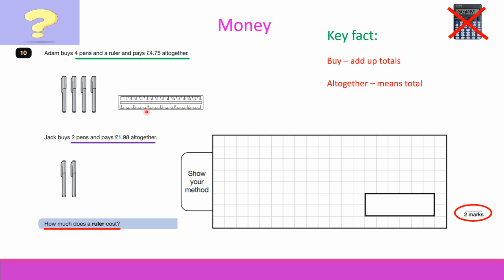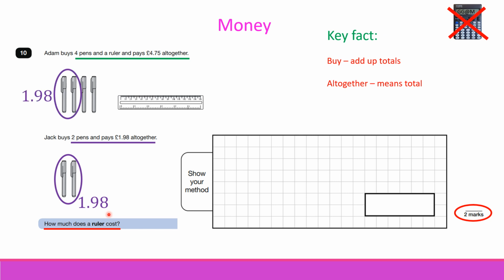Great work, guys. Hopefully you've managed to come up with an answer. So to start with, you're told that 2 pens are £1.98. So these 2 pens here together are £1.98. So that means up here, these 2 pens cost £1.98. And also, these 2 pens cost £1.98. So I'm going to add together these two £1.98s to give me the total for how much I've spent on pens. So on the right hand side, I'm going to add up the right hand side first.